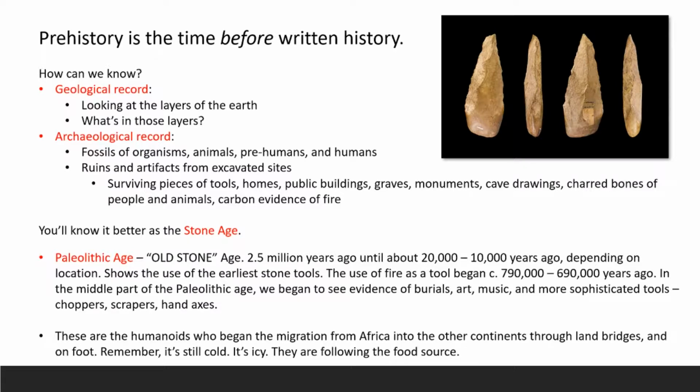This, what you're looking at, is a hand axe. They would take rocks and beat the sides to make it sharp. They could scrape the hides of animals. They could cut things. They could use it for a weapon.